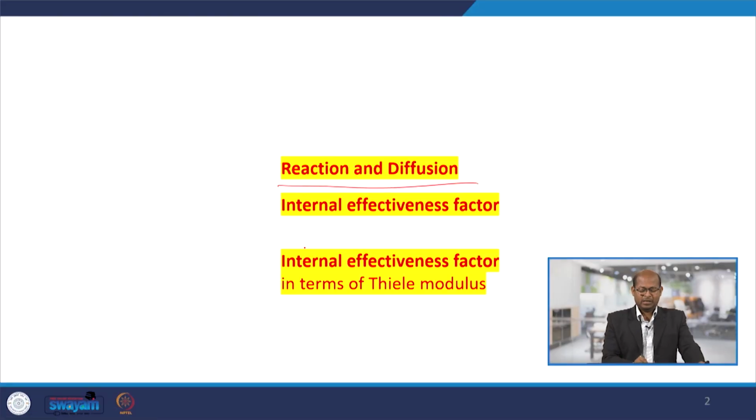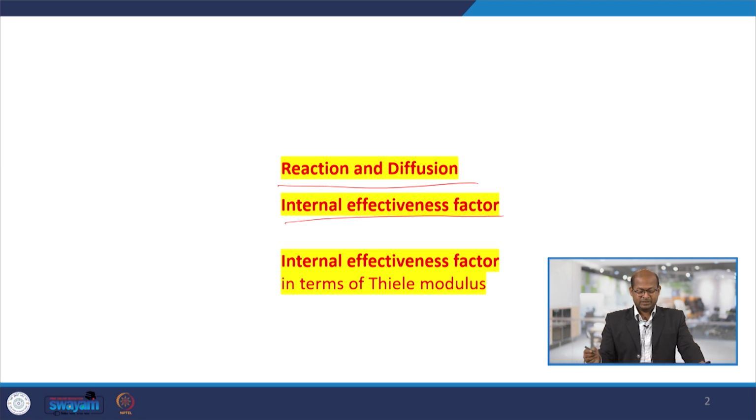Course Advanced Reaction Engineering. In this course we are discussing solid catalytic reactions, the reactions and diffusion. That part we have already started, so it is the continuation of that part. In the last class we discussed reactions and diffusions. Today we will discuss the internal effectiveness factors.